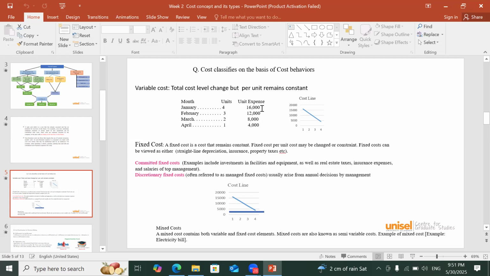So when you calculate the per unit or per head cost, it is the same. So variable cost is a cost whose total cost or cost level changes proportionately on the basis of per unit, and the per unit cost is always fixed.